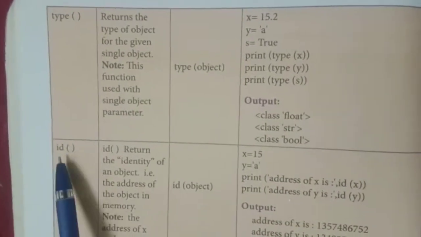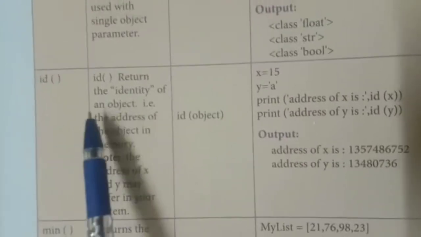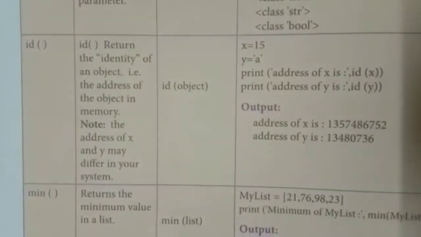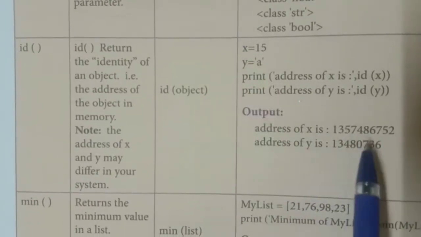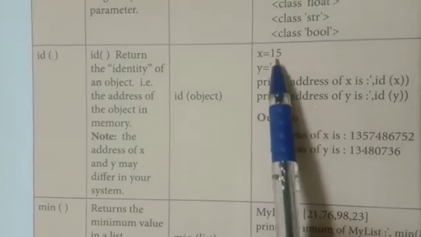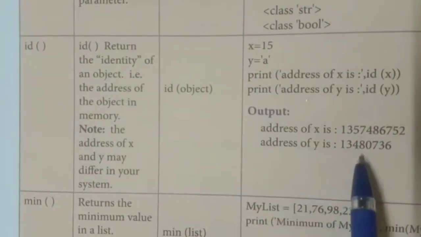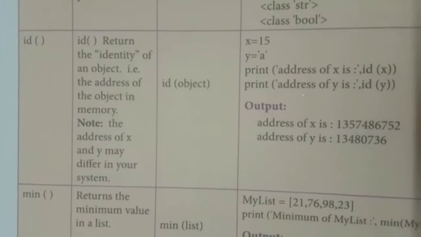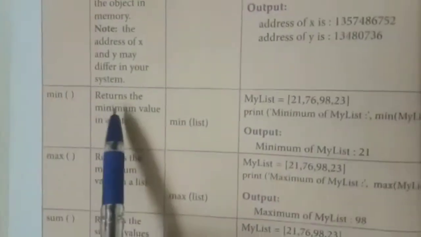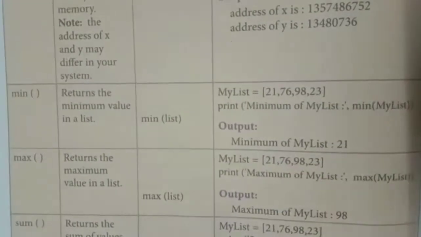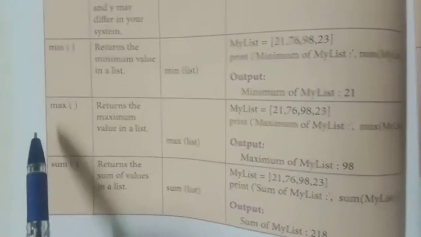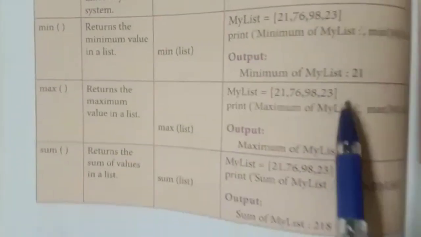Second one we have is the ID function. ID returns the identity of an object, that is the address of the object in memory. So for the particular value, the memory address will be displayed. For 15, the memory address. For A, the memory address. Next one we have is the minimum function. It returns the minimum value in a list. In the given list, it will find the minimum value. Next one we have is maximum. From the given list, it will display the maximum. Minimum is the smallest value, maximum is the biggest value.